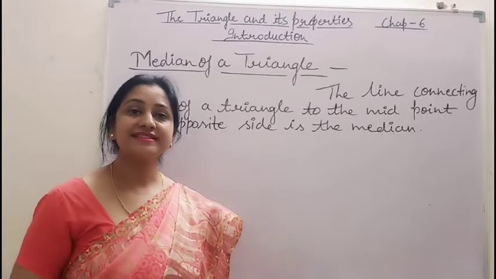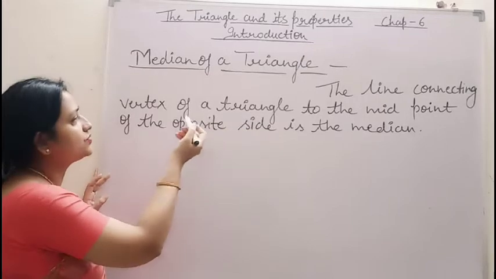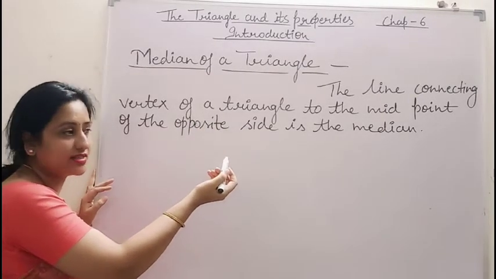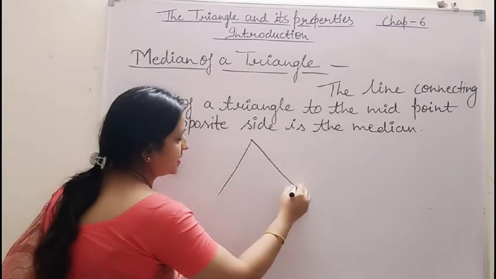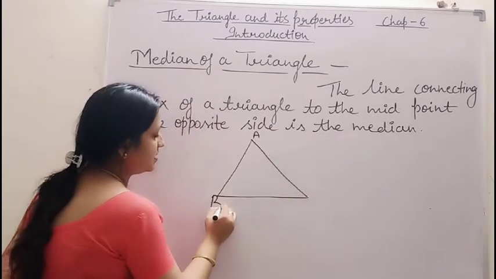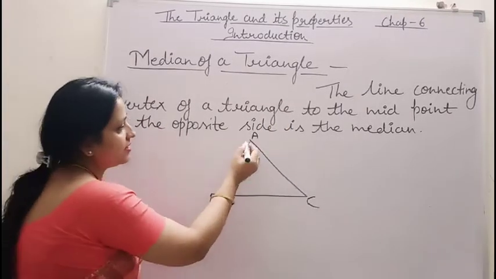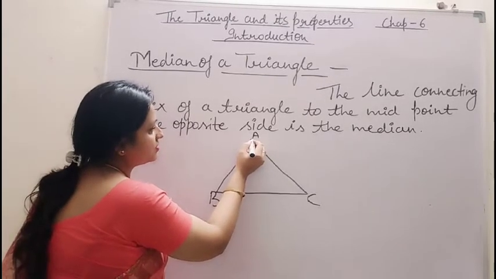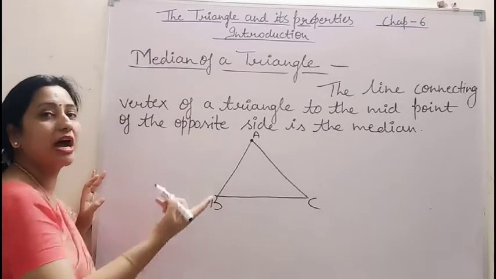Now the next topic is the median of the triangle. The line connecting a vertex of a triangle to the midpoint of the opposite side is a median. As per the definition, suppose your triangle is like this, A, B and C. In this triangle, we know that there are three vertices A, B and C. Suppose this vertex A, a line connecting the vertex of a triangle to the midpoint of the opposite side.